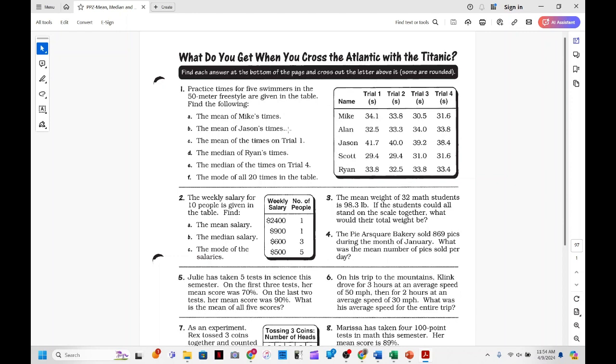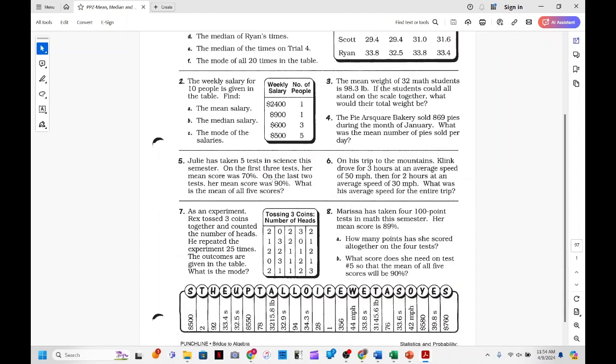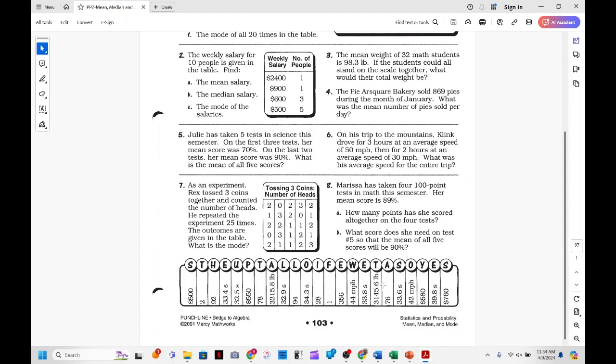And the basic idea is we have to solve all of these problems here. Once we figure out what the answer is, down below there's a bunch of letters with answers next to them. Whatever the answer is, we just cross off the letter that's above that. And then whatever letters are left over at the end of this will spell out the answer to our riddle. So let's give it a shot.